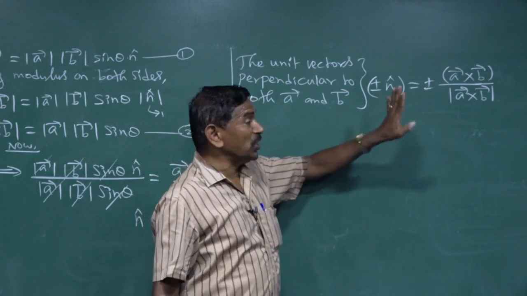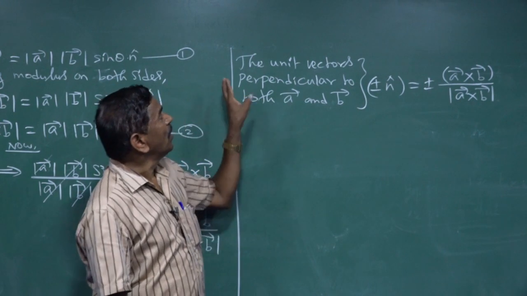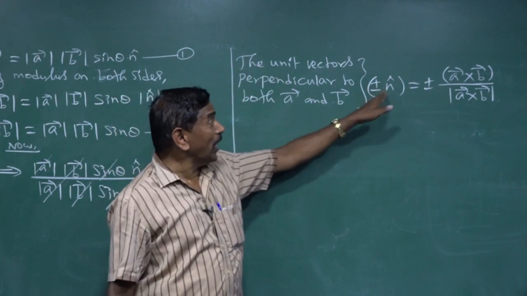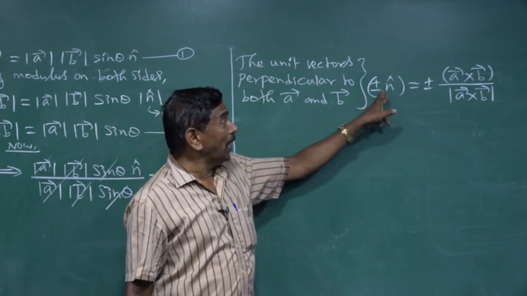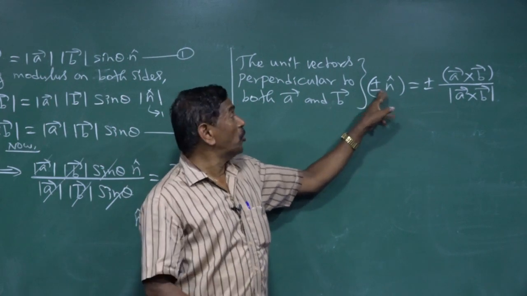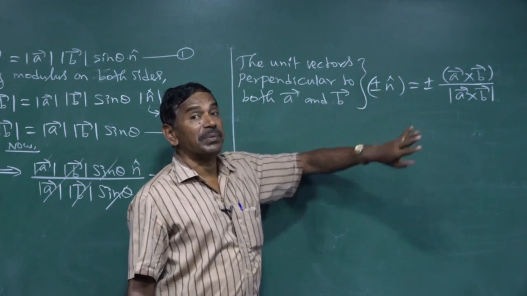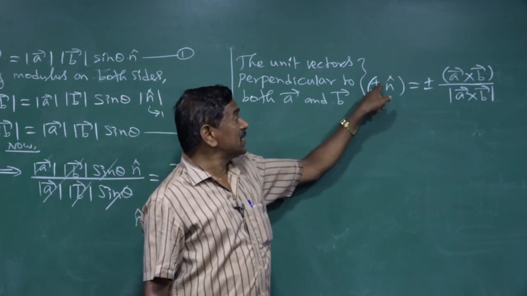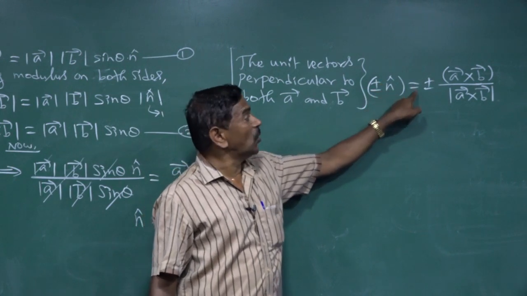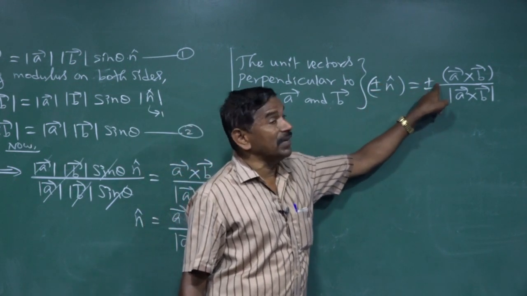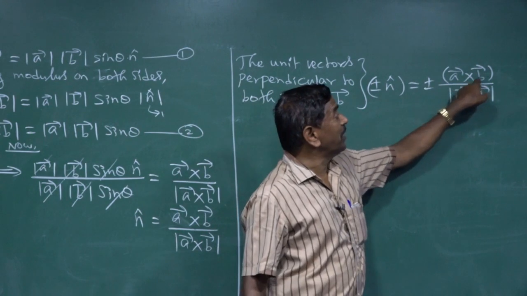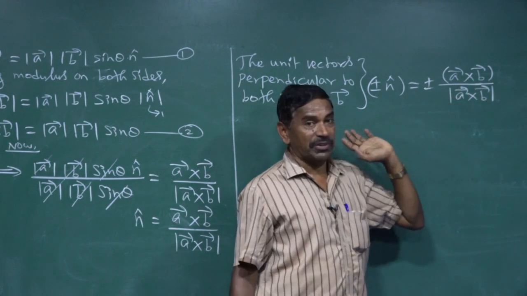Now let us frame a new formula. The vectors of magnitude lambda perpendicular to both A vector and B vector are given by the formula plus or minus lambda into n cap equals plus or minus lambda into A vector cross B vector divided by modulus A vector cross B vector.